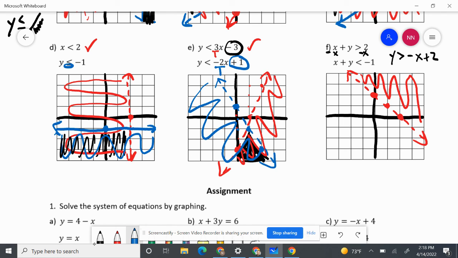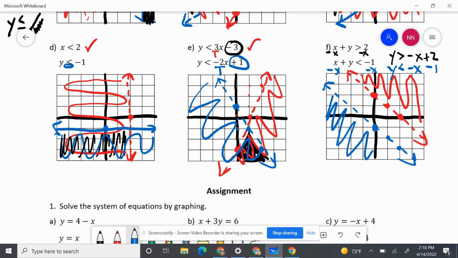For the second one, we do the same thing. We're going to get the y by itself, so we're going to subtract the x. Y is less than -x minus 1. So we're going to go down to -1. We're going to go down 1 to the right 1. Once again, we're going to draw a dashed line. This time it's less than, so we're going to shade below.